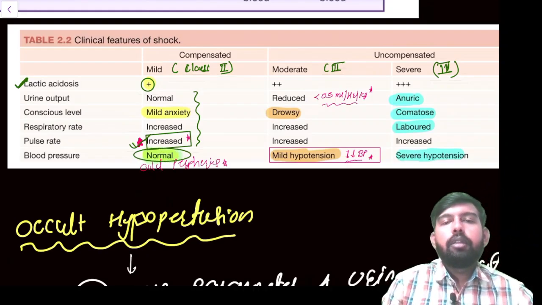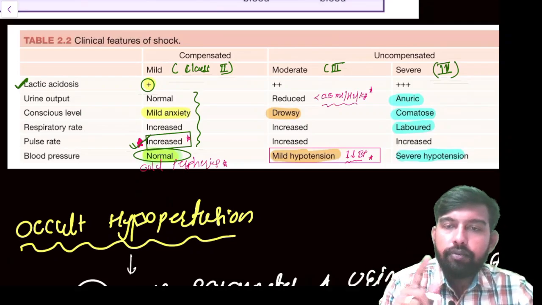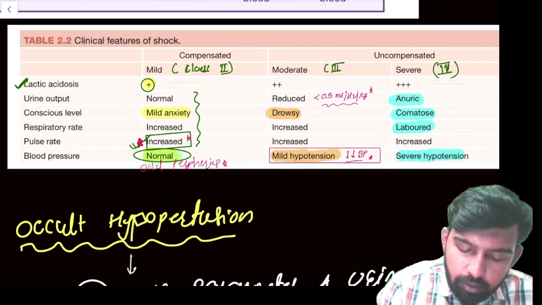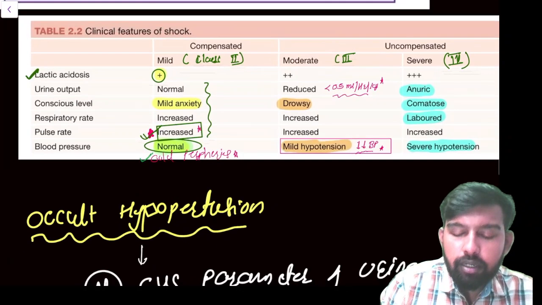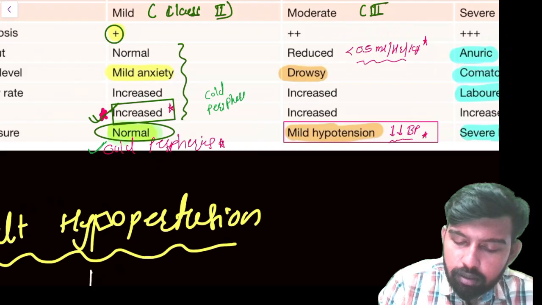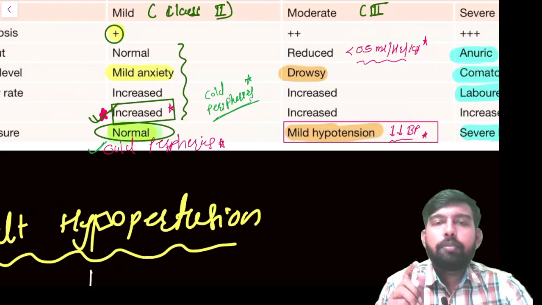But during the compensation, the blood is diverted from the skin to the vital organs, so the peripheries become cold. Cold peripheries are seen in the mild type of shock.